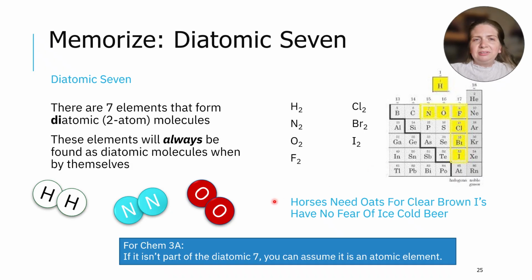There are also mnemonic devices that can help you remember these elements without a periodic table. One example is horses need oats for clear brown eyes. Another is have no fear of ice-cold beer for those of you over age 21.